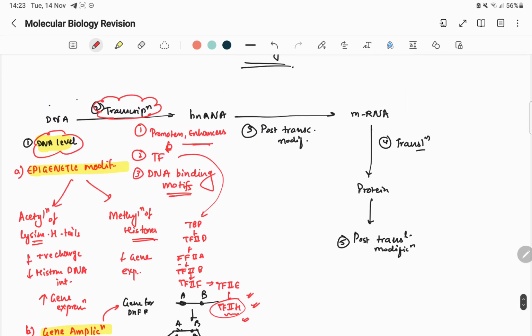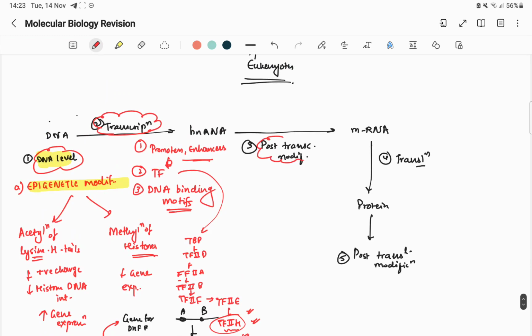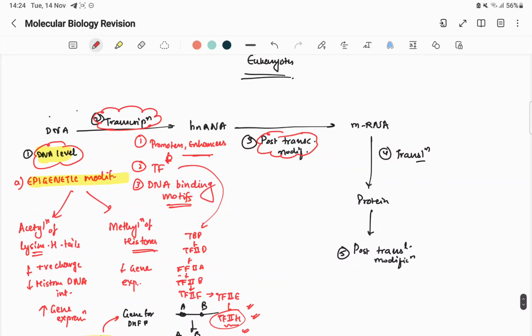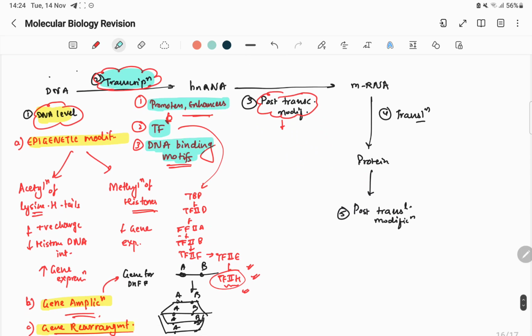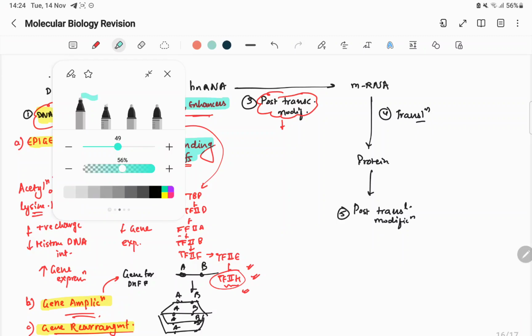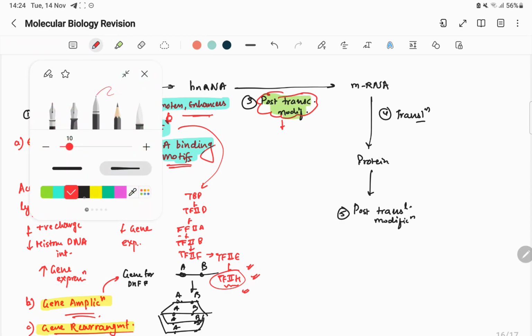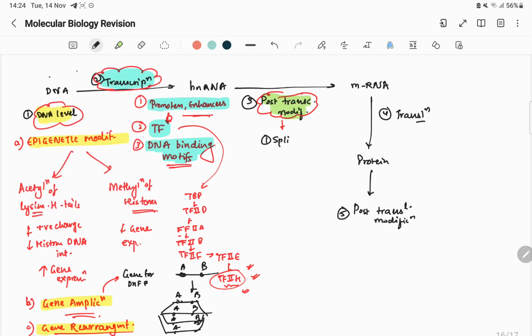Then we'll discuss regulation at the post-transcriptional modification level. At this level, what are the modifications? At the transcription level, we have promoters, enhancers, transcription factors, and DNA binding motifs. At the post-transcriptional level, we have the modification called splicing. We can have selective splicing or alternate splicing.